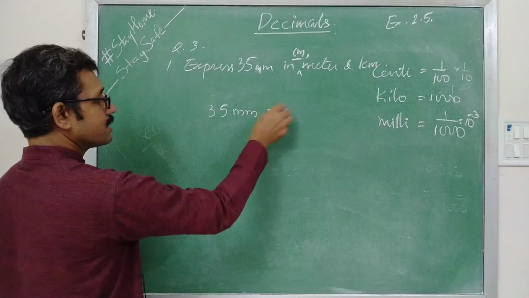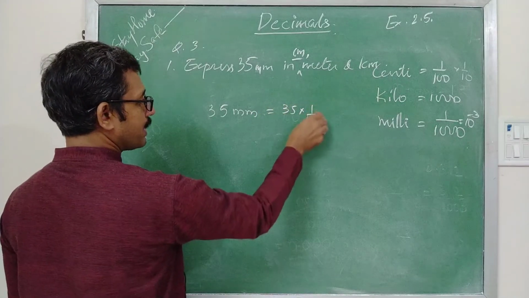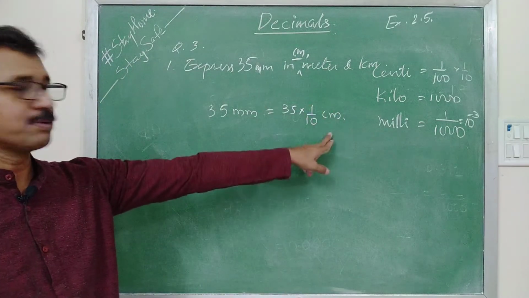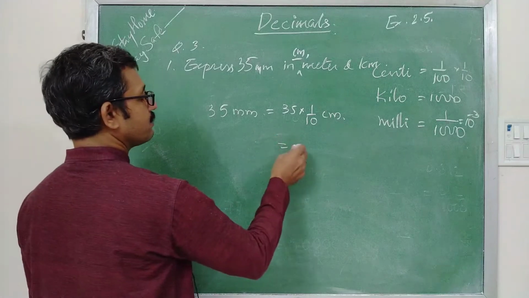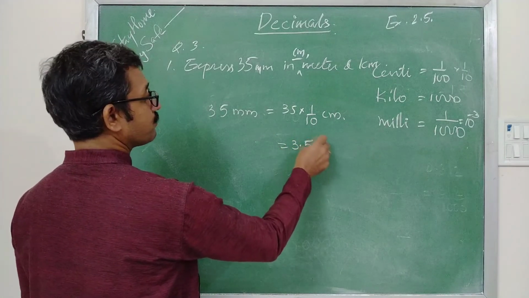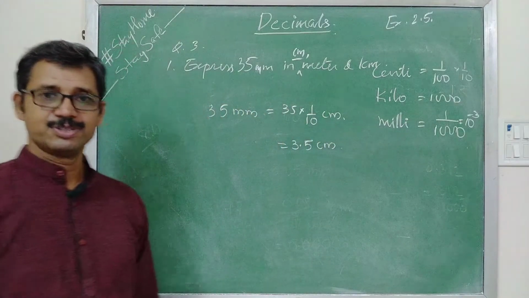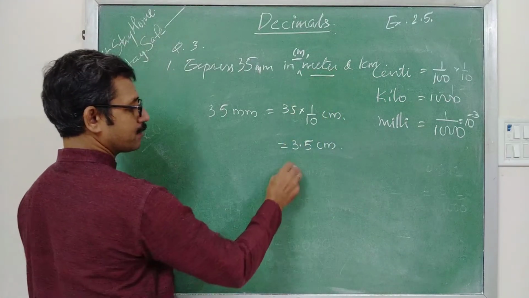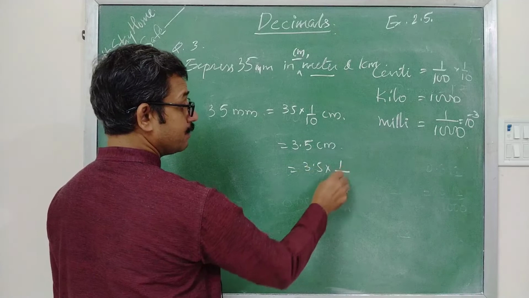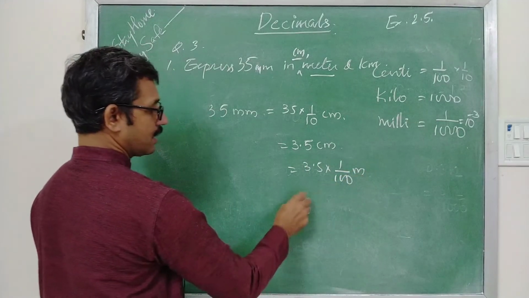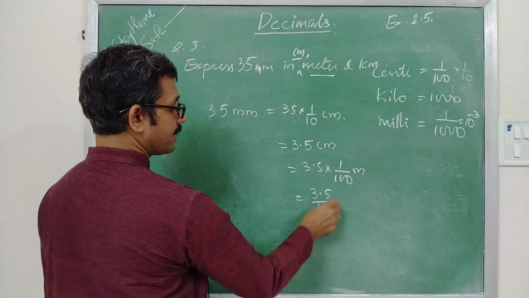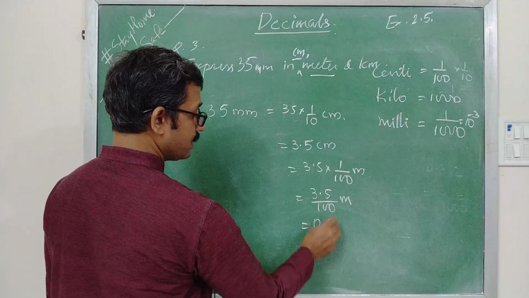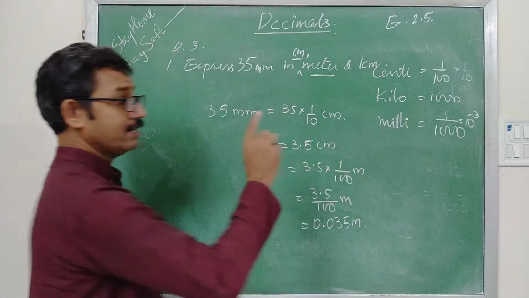So 35 into 1 upon 10, then what will it become? It will become centi, because whatever the difference is, we multiply. So which is equal to 3.5 centimeter. Now again we have to convert the centimeter into meter. 3.5 into centi means 1 upon 100, that much meter. That is 3.5 upon 100 meter. So 2 decimal places are to be shifted: 0.035 meter.